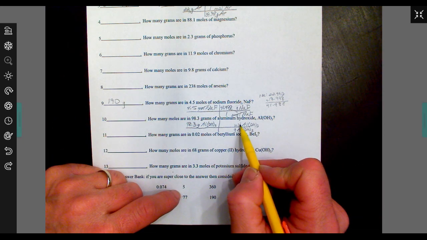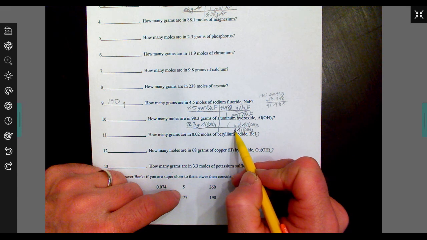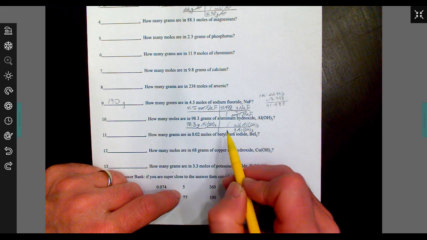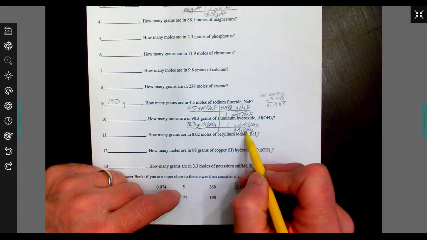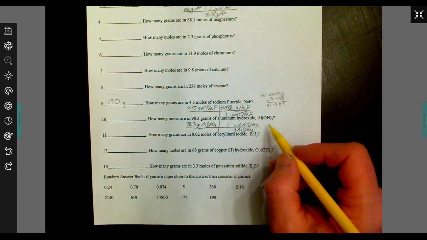Well, how many moles am I dealing with? 1, because it's per mole. Grams means I need to go to the periodic table and put the mass there. Well, I've got this big compound now. So before we go to the map, let's see what we have right here.